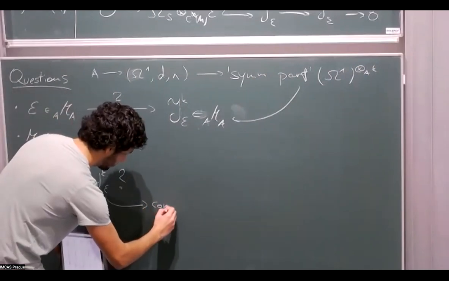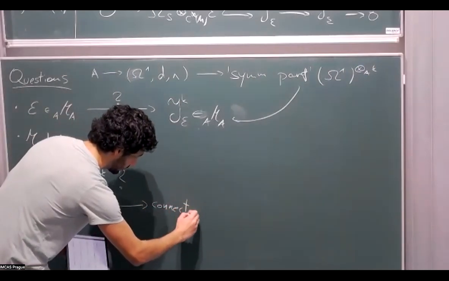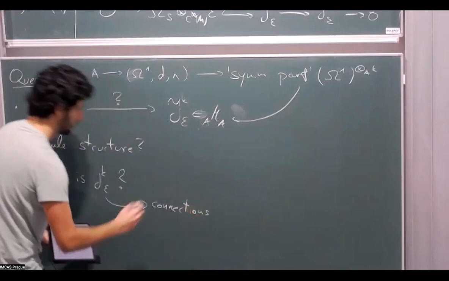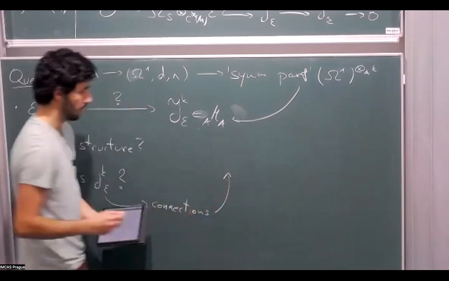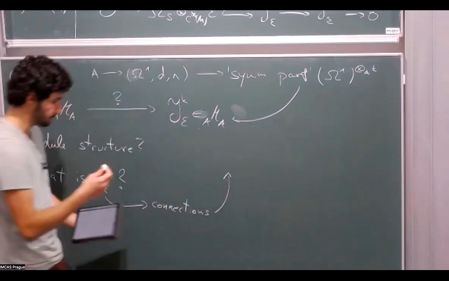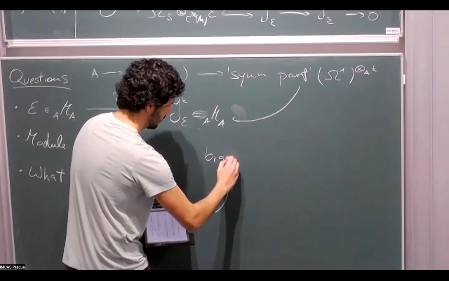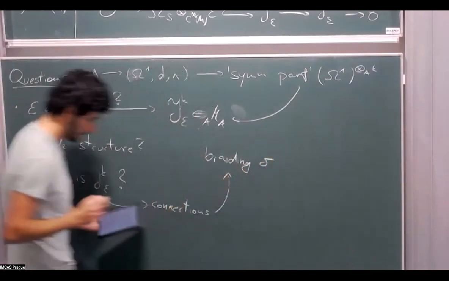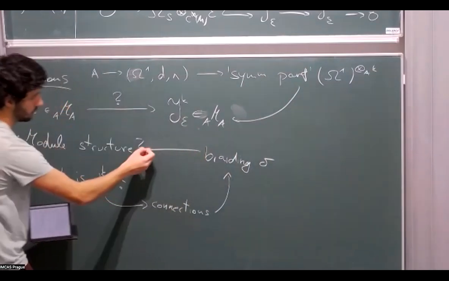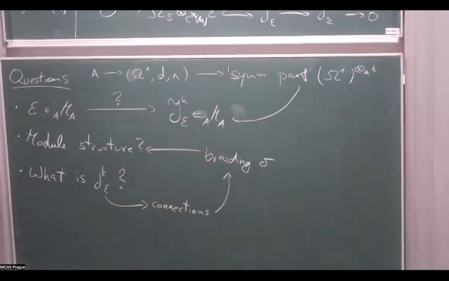So here we have connections, or rather bimodule connections, which will give us, as we'll see, some sort of braiding. So let me just write sigma for now, and this will then help us define the exact module structure that we are looking at. So this is just a general idea of what will be happening. Okay. Any questions so far?